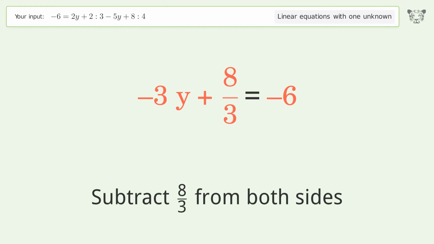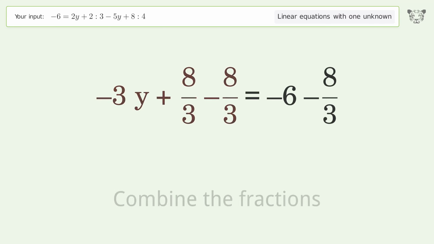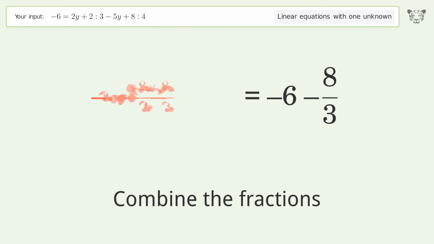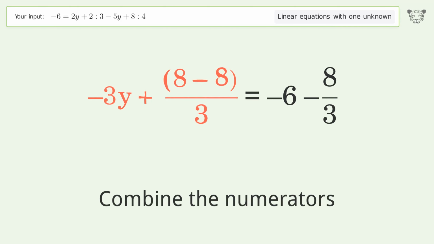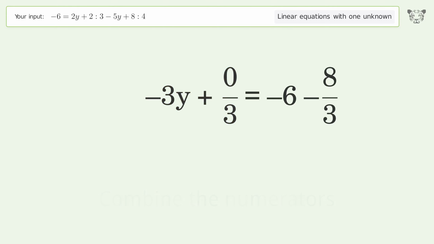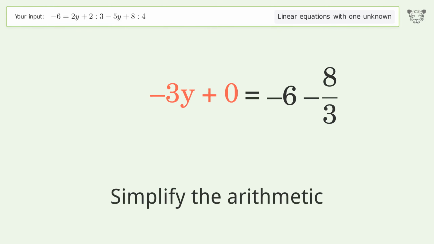Subtract 8/3 from both sides. Combine the fractions. Combine the numerators. Reduce the zero numerator. Simplify the arithmetic.